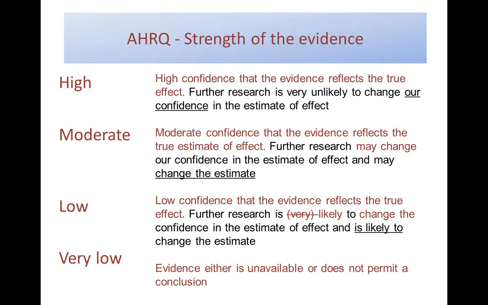And in red, you can see where the text on the ARC descriptions is different to the GRADE descriptions. So you can see that they say, for example, high confidence that evidence reflects the true effect, and then further research. And moderate confidence that evidence reflects the true effect, further research may change again. Low, they removed the word very and just made it likely to change the confidence. And in insufficient, the evidence is either unavailable or does not permit a conclusion.